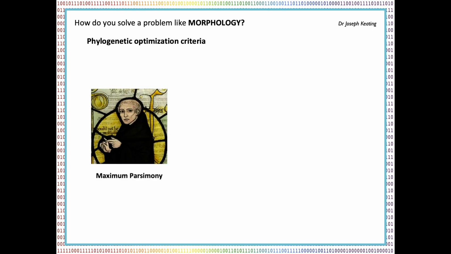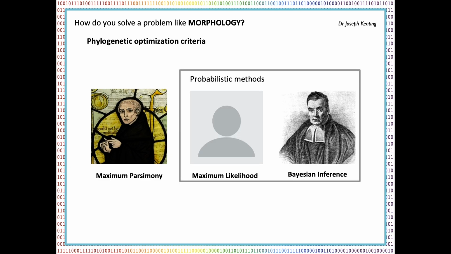There are a number of competing methods for estimating phylogeny from discrete morphological data. Cladistics uses the principles of maximum parsimony. This is also known as Occam's razor, named for William of Ockham, which states that the simplest solution is the best. More recently, probabilistic methods have been applied to discrete morphological data. These include maximum likelihood and Bayesian inference.